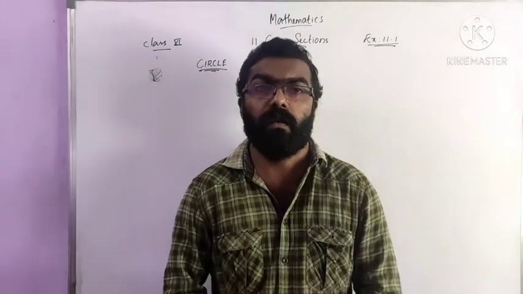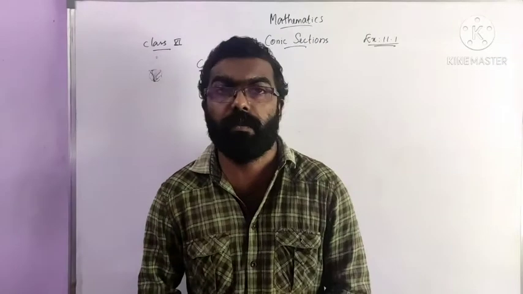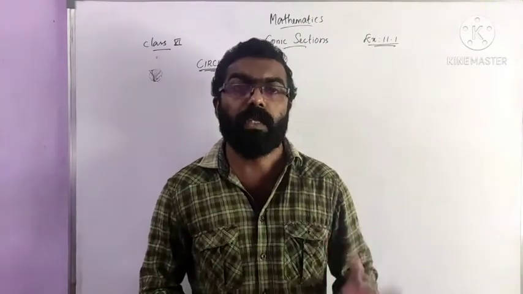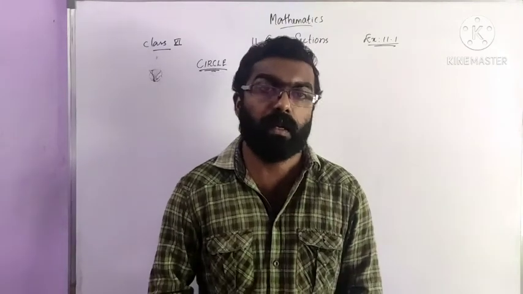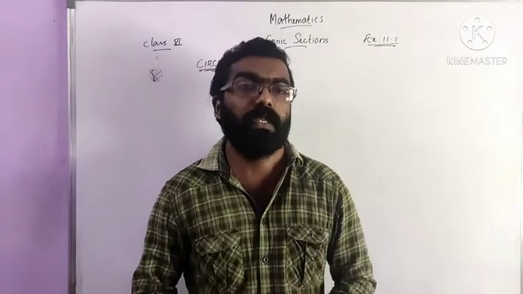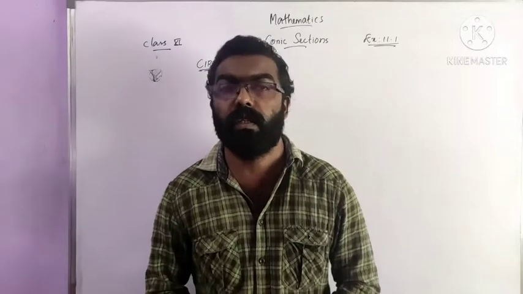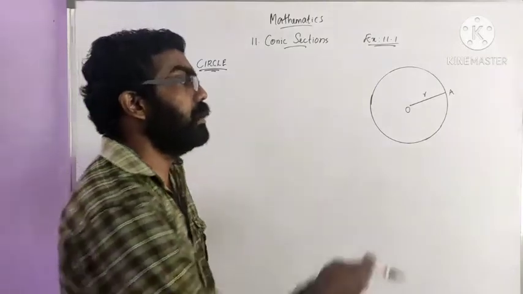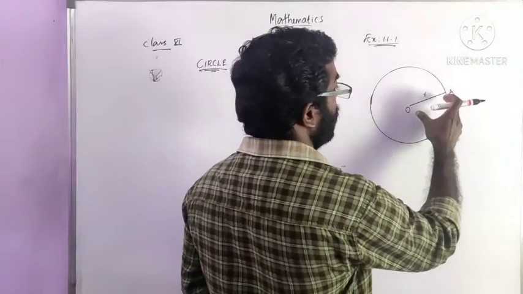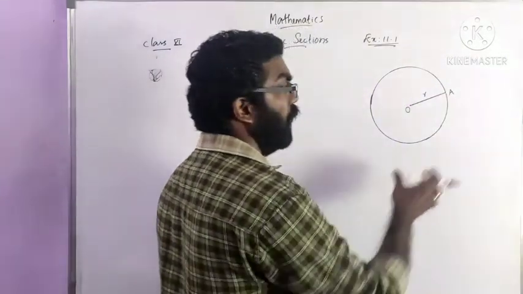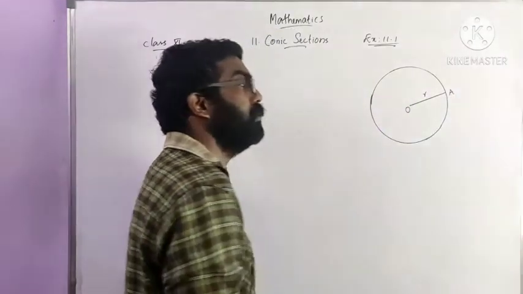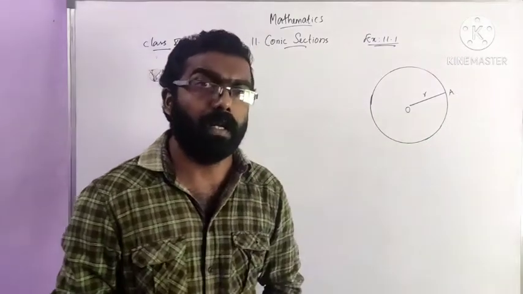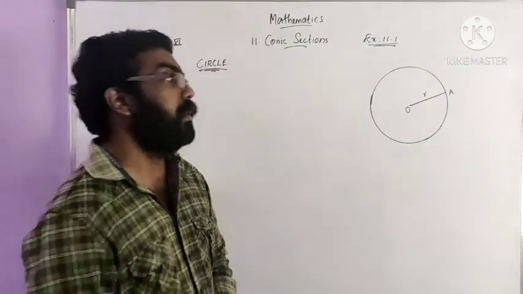You all know circle. Circle is the set of all points in a plane which are at a fixed distance from a fixed point. And that fixed point is called the center of the circle, and the fixed distance from center to any point on the circle is called the radius of the circle. Here we have a circle with a center O and radius small letter r. OA, the fixed distance from center to an arbitrary point A, is called the radius. Let it be r.